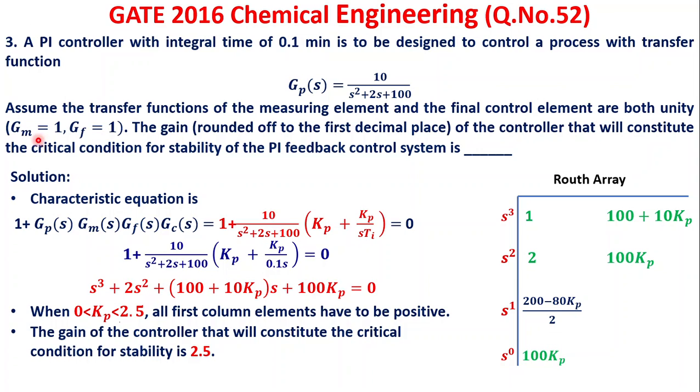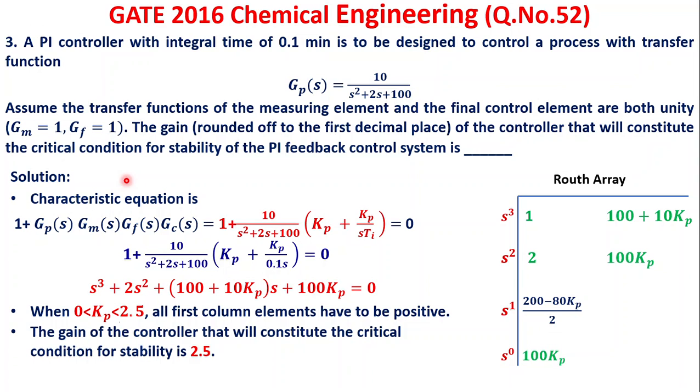So Gm means some measuring element, some measurement. Gf of S means final control element. That means in the forward path, Gp of S, Gm of S, Gf of S, then some controller, all are connected in cascade. That is the meaning. So here Gm, Gf are just unity. Therefore, what is asked is, what is the gain of the controller that will constitute the critical condition for stability of a PI feedback control system? That is what they are asking.